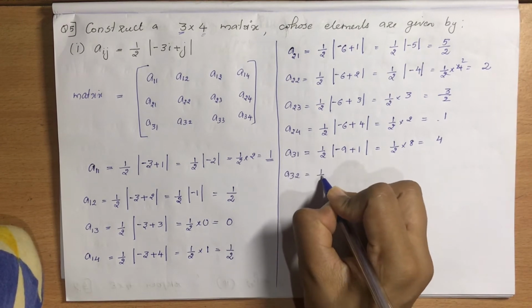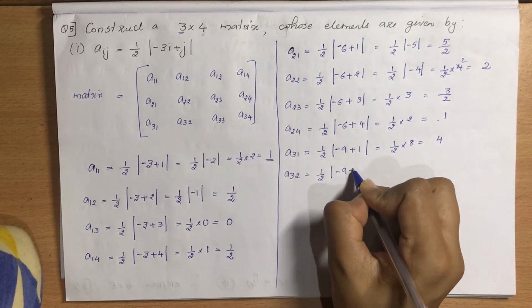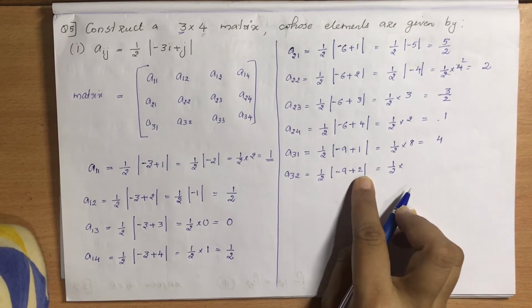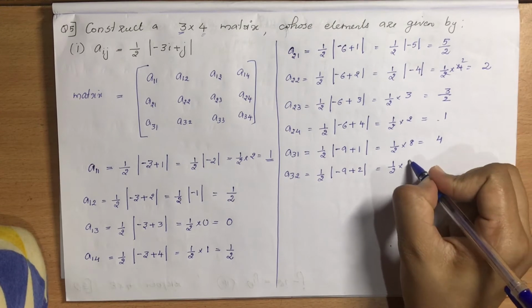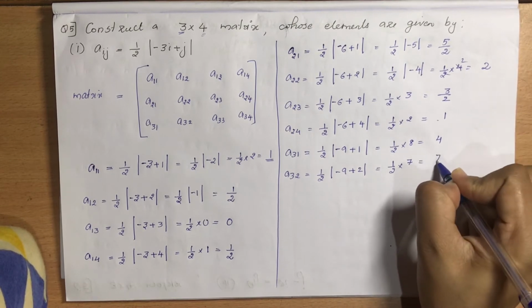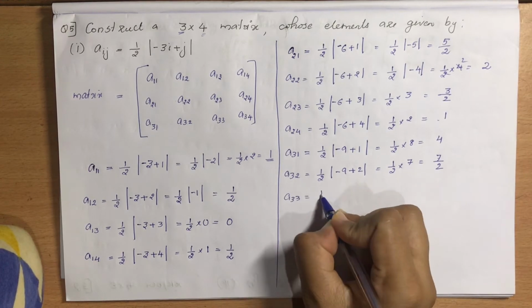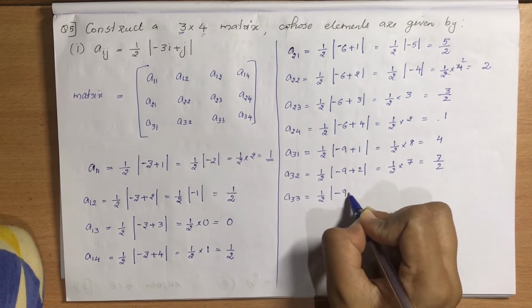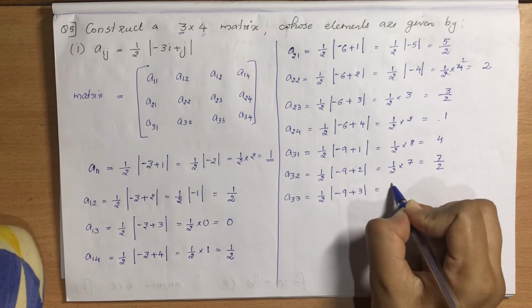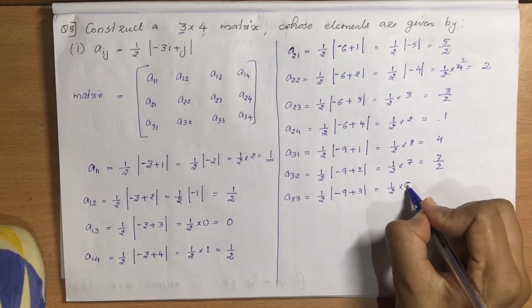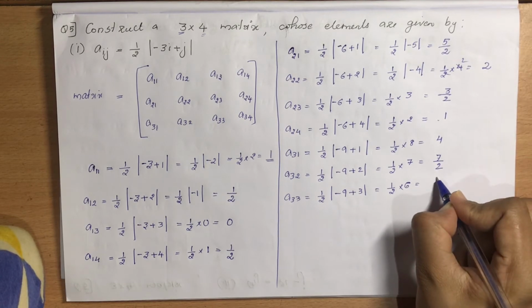A32 equals 1 by 2 into minus 9 plus 2, that means 1 by 2 into minus 7. Mod minus 7 is 7, so we will get 7 by 2. A33 equals 1 by 2 into minus 9 plus 3, that means 1 by 2 into minus 6. Mod minus 6 is 6, so 6 and 2 will cancel, we will get 3.